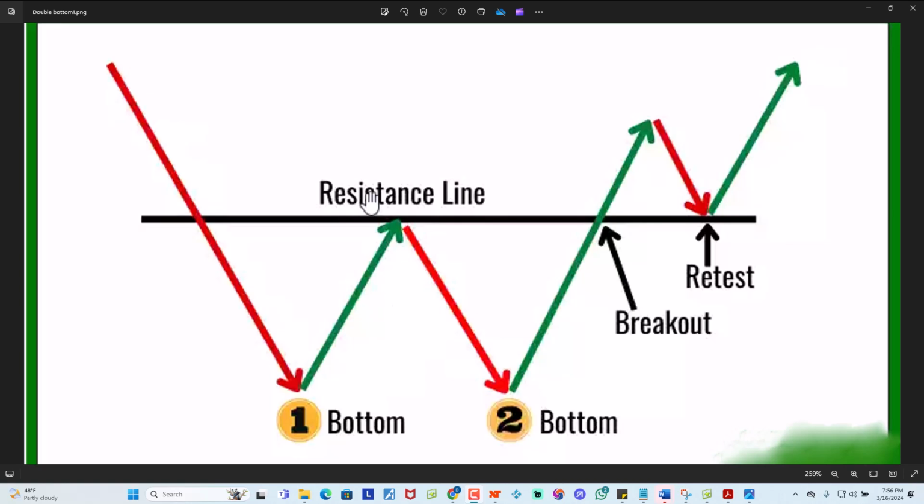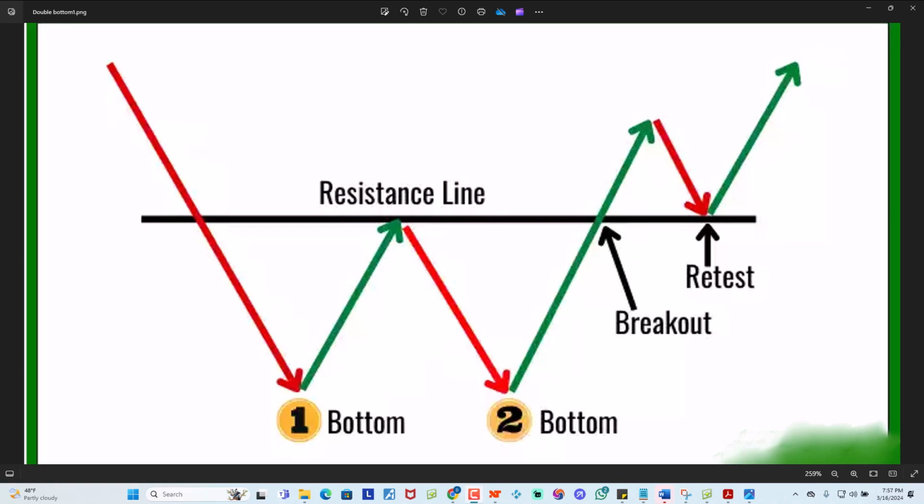Okay, now this is it. The name is double bottom. I'm sure you already figured that out based on the picture here, right? So you see bottom one, bottom two, right? Double bottom is a bullish reversal chart pattern in trading that indicates the formation of two price bottoms at the support zone. It is also known as the W pattern because this pattern resembles the shape of the alphabet letter W.